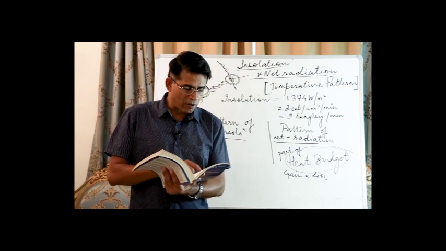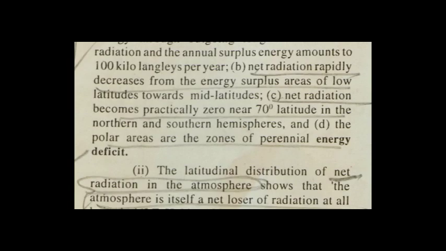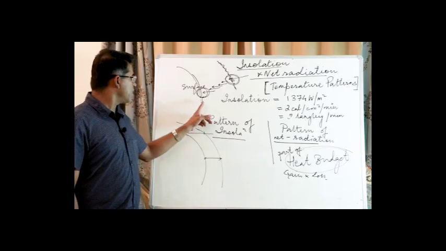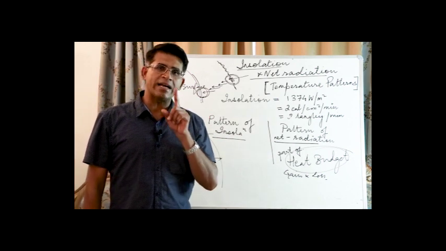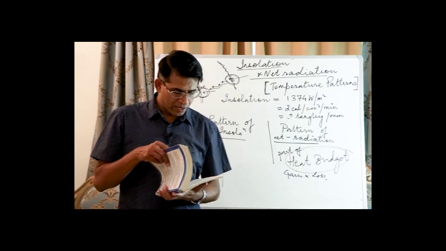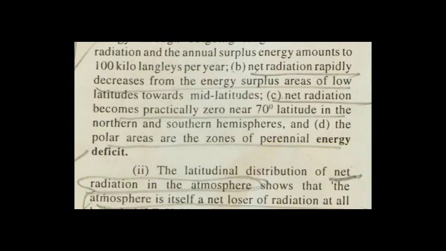Look at the sixth line from here. It says net radiation rapidly decreases from energy surplus areas in low latitudes towards the mid latitudes. Net radiation practically becomes zero at 70 degrees. Comparing the net radiation on the surface, it becomes almost zero at 70 degree latitudes, whereas the polar areas are zones of perennial energy deficit.